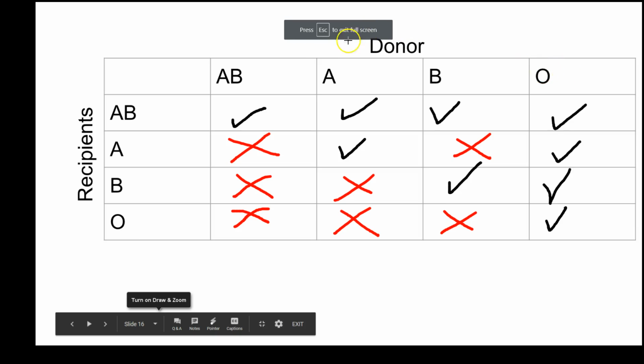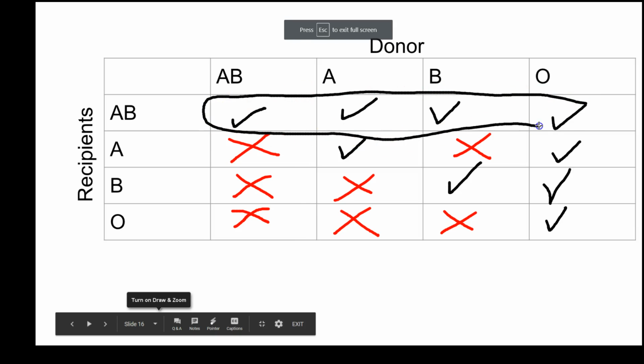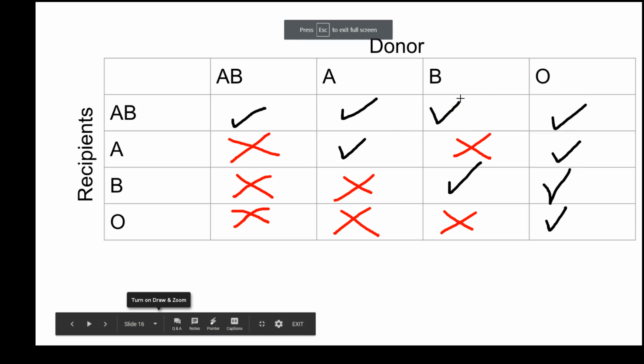The interesting things that I want you to notice here is this. AB can get blood from anyone. And I also want you to notice this, which is that O can give blood to anyone. So AB is what we call the universal recipient, and O is what we call the universal donor.